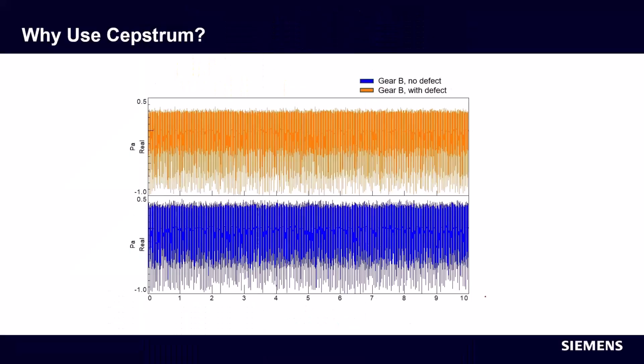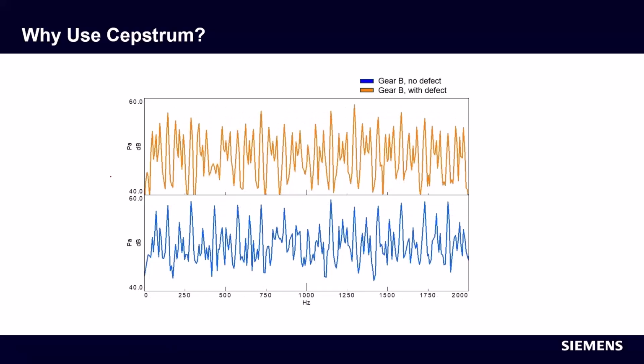Here's a quick example of why you would use Cepstrum. I have 2 time traces. One has a gear with a defect, the orange. One has a gear with no defect, the blue. Now, right off the bat, it's kind of hard to tell, just looking at the time signal, where the defect is. So we can bring this into the frequency domain. And if we're looking in the frequency domain, I think it's still pretty complicated to tell where the gear defect is because there's a bunch of noise on this signal.